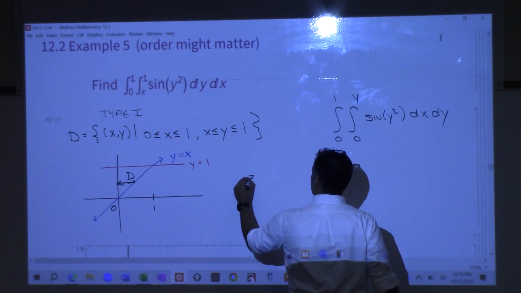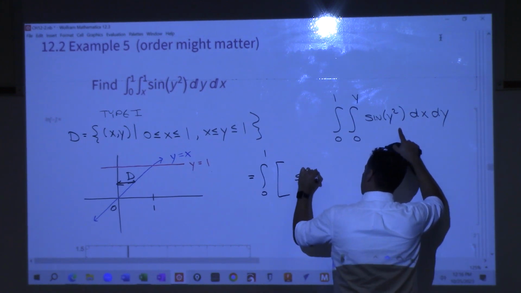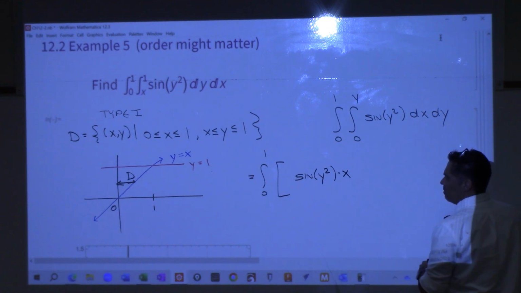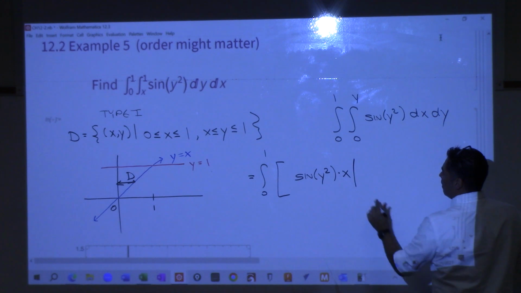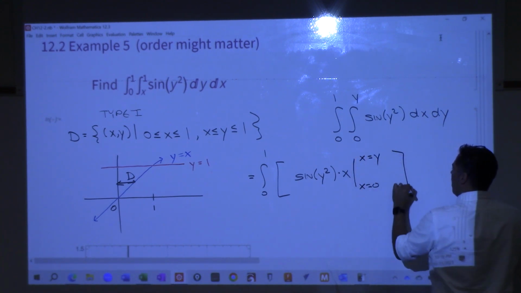So we've got the integral from 0 to 1. The antiderivative of that with respect to x is just sine y squared times x, or you could put the x in front. From x equals 0 to x equals y, and then dy.